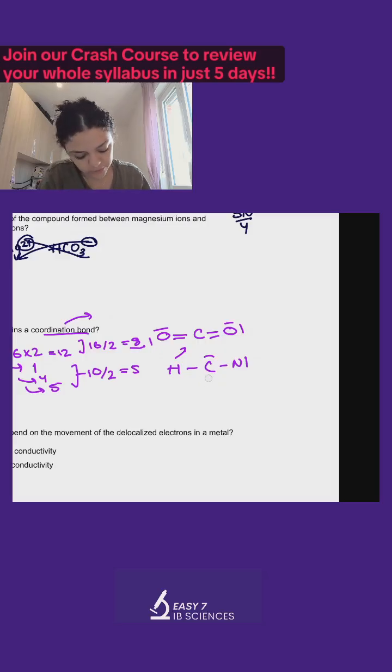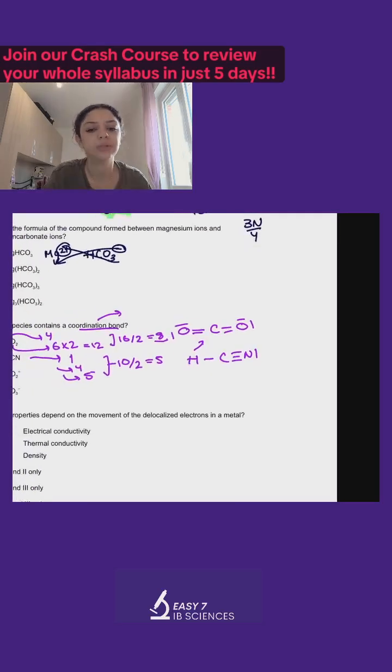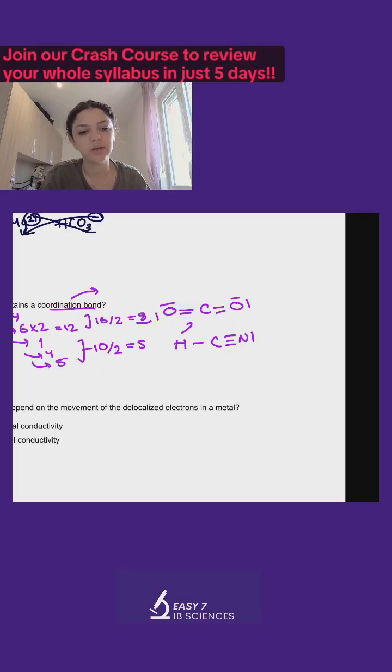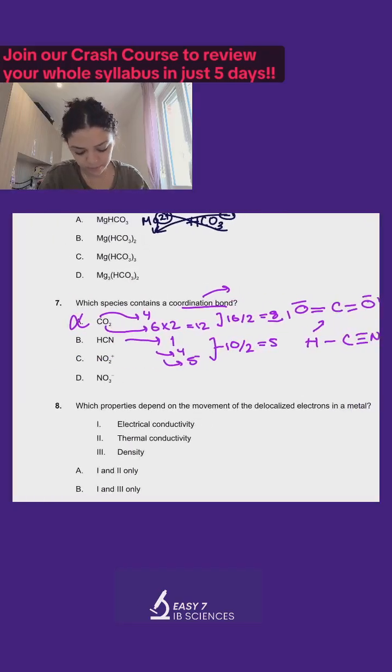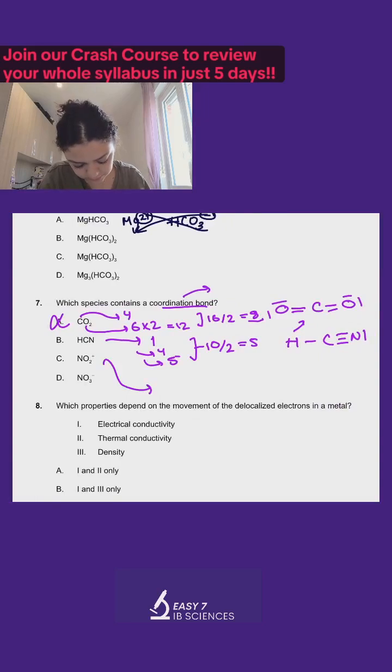So what do we have to do? We have to share our electrons with nitrogen. 1, 2, 3. And this is the only case where nitrogen is satisfied and carbon is satisfied. Moving on, we have NO2 plus.